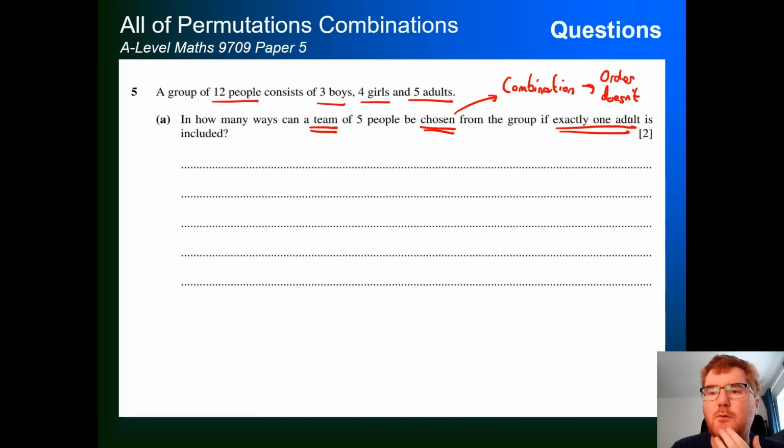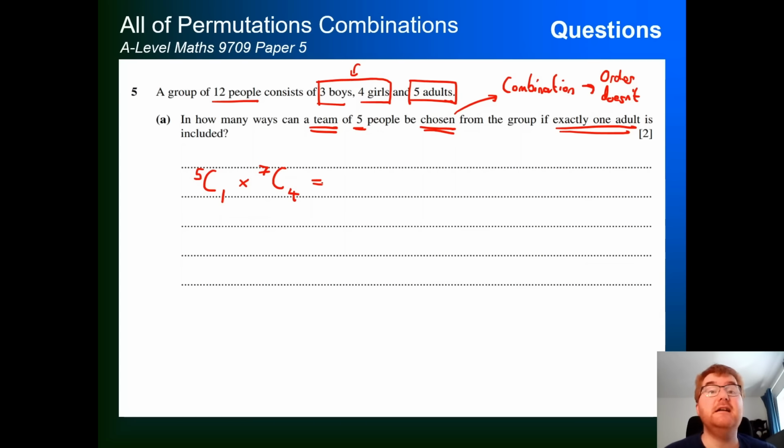So we want exactly 1 adult. So we have 5 adults and we want to choose 1 adult. That's going to be 5 choose 1. And then the rest of our team of 5 people, so we have 4 people remaining, will be chosen from these 4 boys and 3 girls. So we multiply by 7 choose 4, because we want to choose 4 people for the team out of 7 people left over. So let's go to my calculator and work this out.